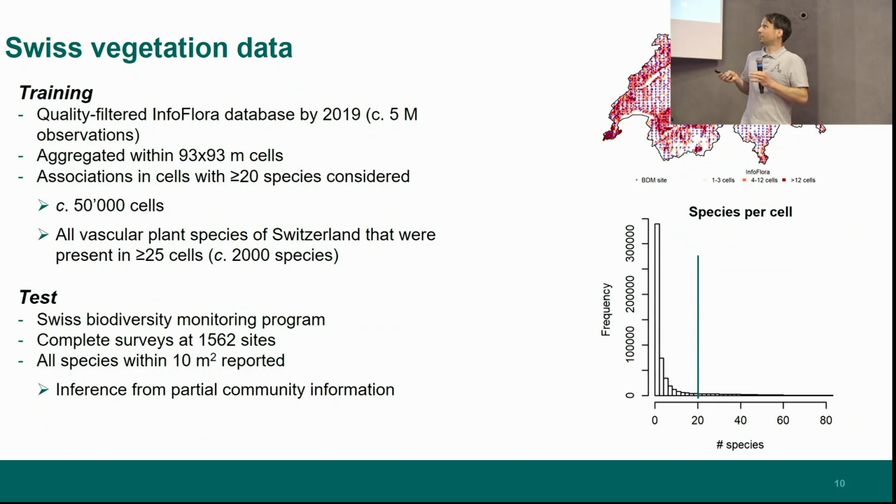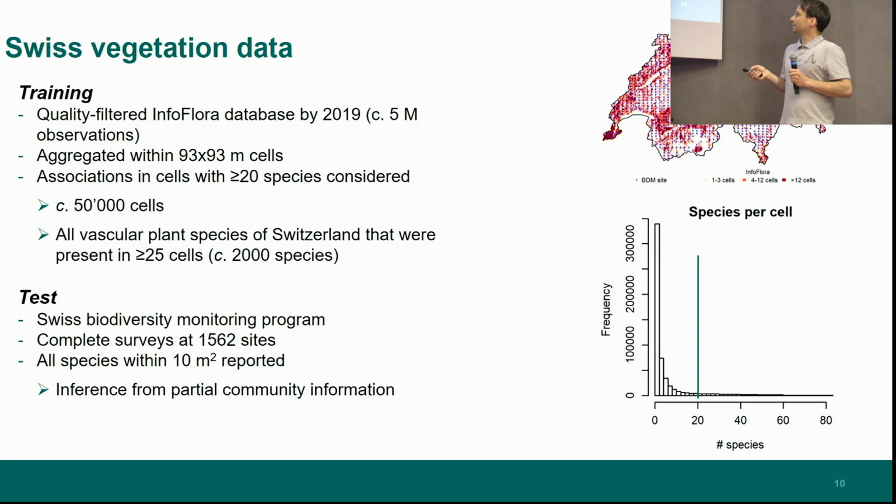But the approach we took here is very naive. We just threw a grid across the nation and pooled observations within each 93 by 93 meter cell, and considered cells with 20 or more species observed as sufficiently sampled. And those were then basically our partial communities. So it's synthetic communities. They might not be just next to each other, but at least in the same hectare.